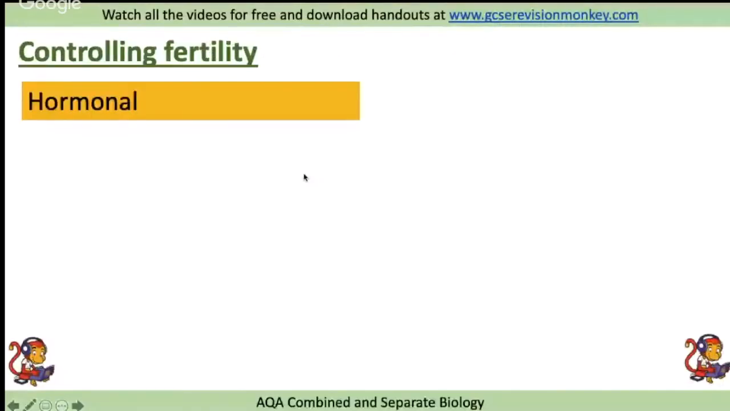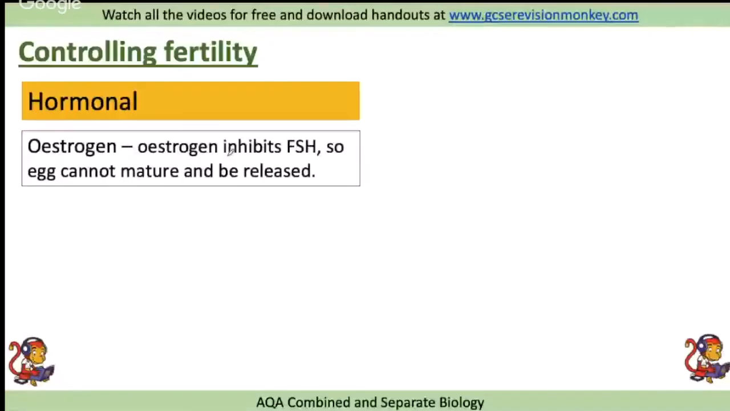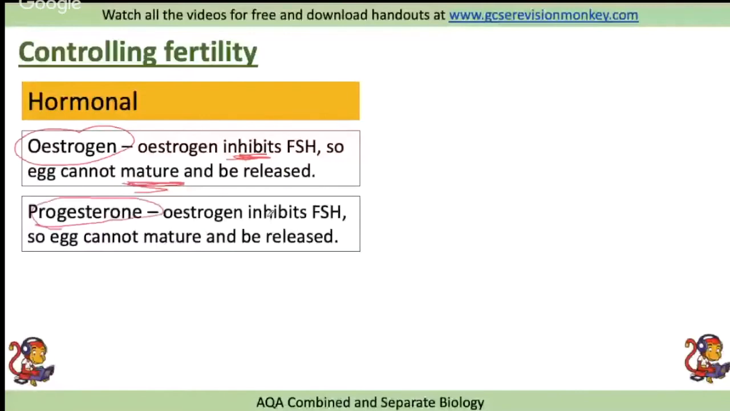Controlling fertility then, still using hormones. There are hormonal methods that you can use. The hormones that we want would be estrogen, because it inhibits, which means stops, FSH. So if you haven't got any FSH, you can't mature an egg, so you're not going to get pregnant. Progesterone is the other hormone that you can use. That inhibits FSH, so the egg again can't mature and be released. So both of those are hormones that can be used.